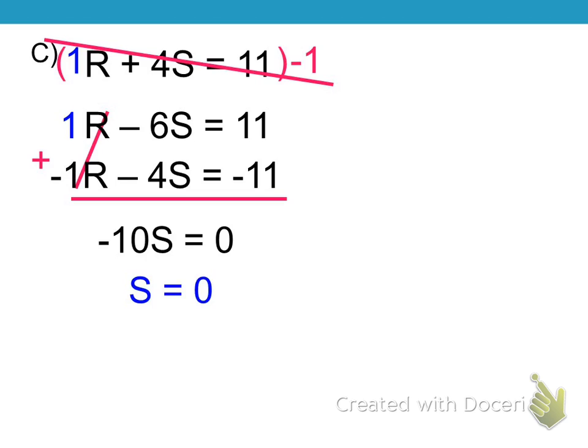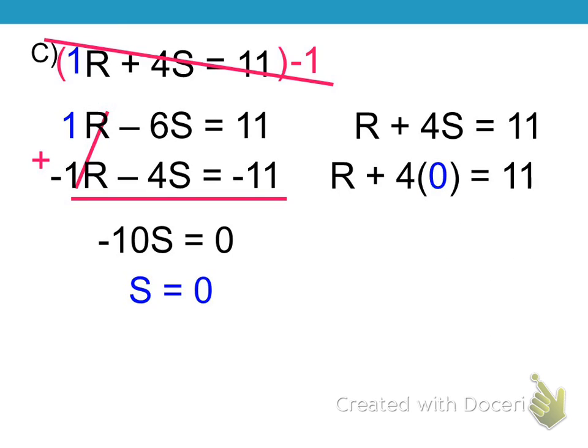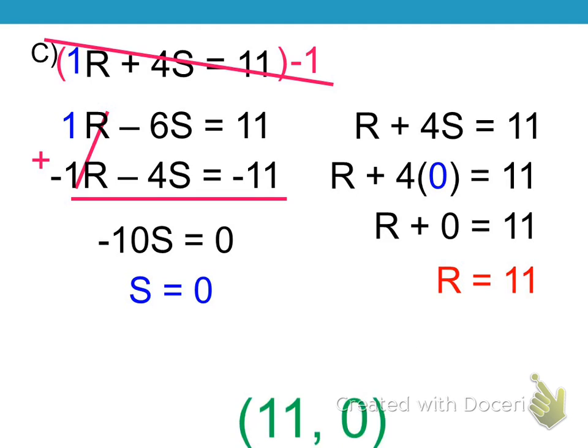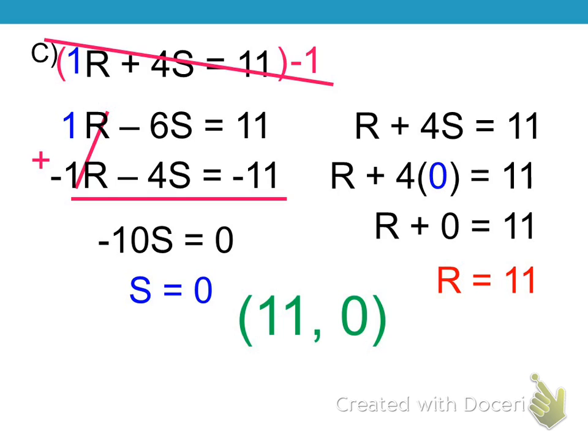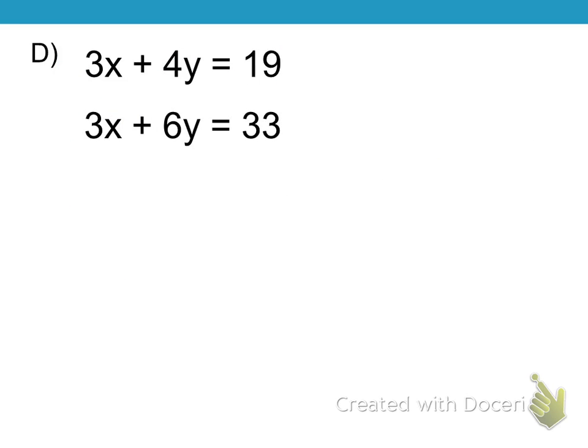You can still go through and divide both sides by -10, and we get an S value of 0. All right, go ahead and plug 0 back in for one of the S's. I'm going to go with the S in the original first equation. What's 4 times 0? 0. R equals 0. All right, alphabetical order, the 11 goes first, then the 0. What are your questions? All right, here's D.